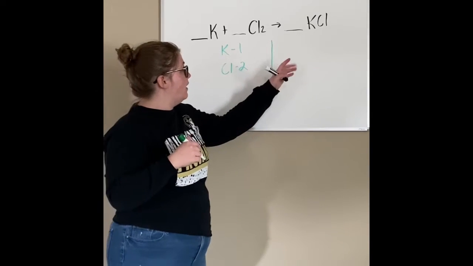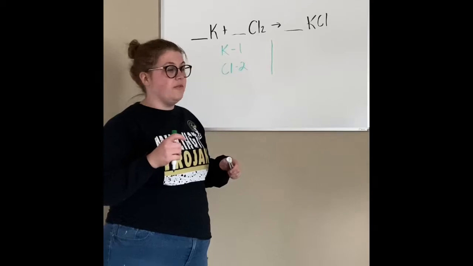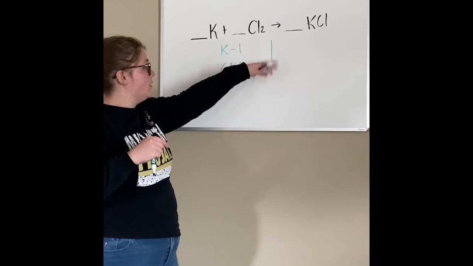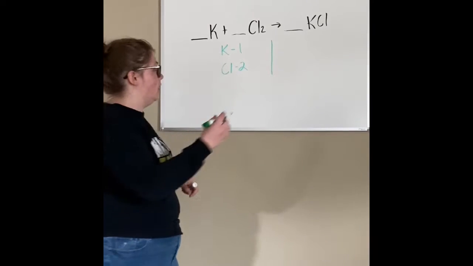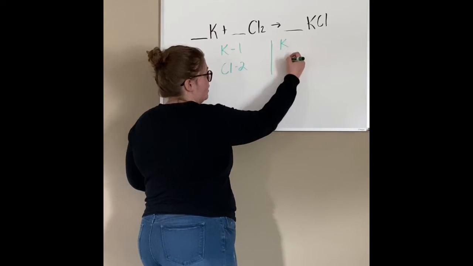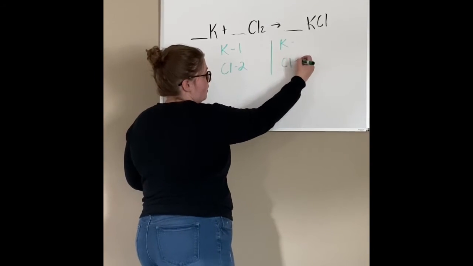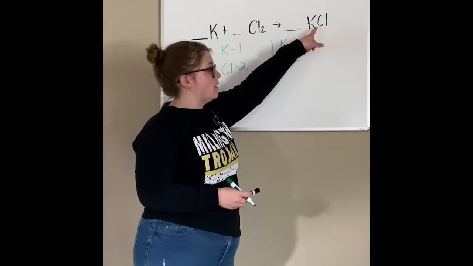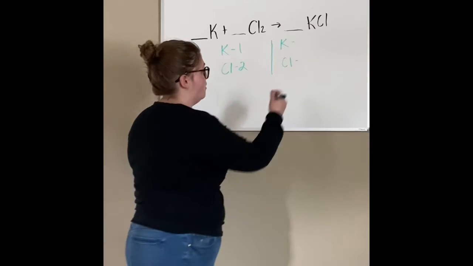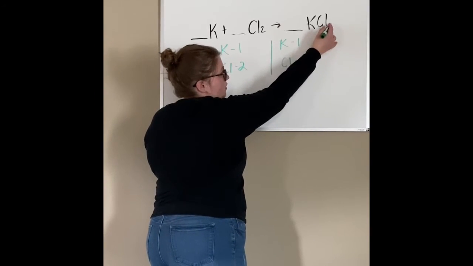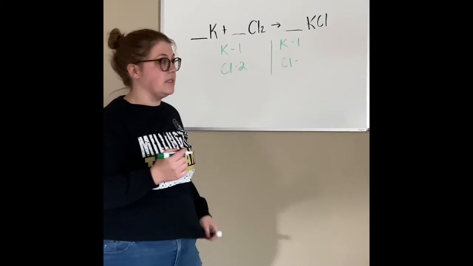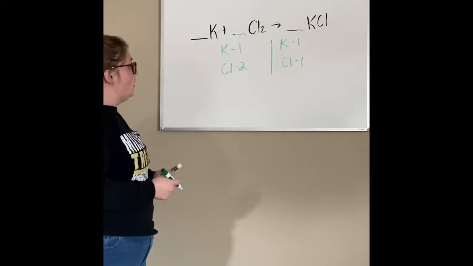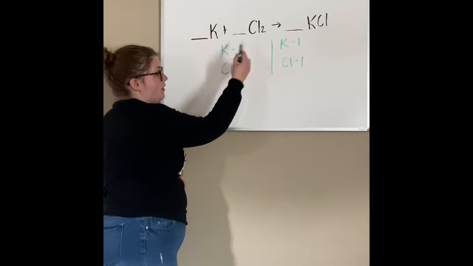Now on the other side, remember we did this last time when we were checking for coefficients and subscripts. We are going to write it in the same order that we have on the left side. So we're going to go ahead and just write K and CL, and then we're going to write how many of each one we have. Again, there's no subscript, so it's an imaginary 1. So there's 1 K. And then there's no subscript after the CL, so that's an imaginary 1. So there's 1 CL.